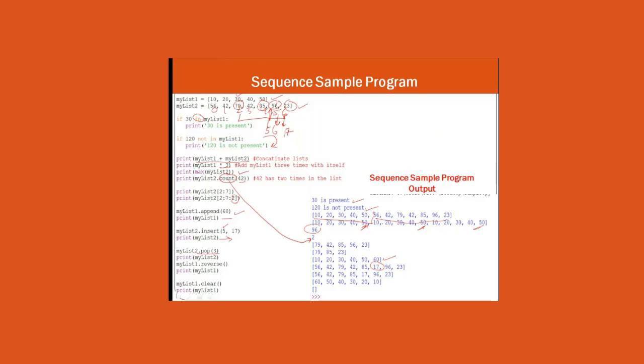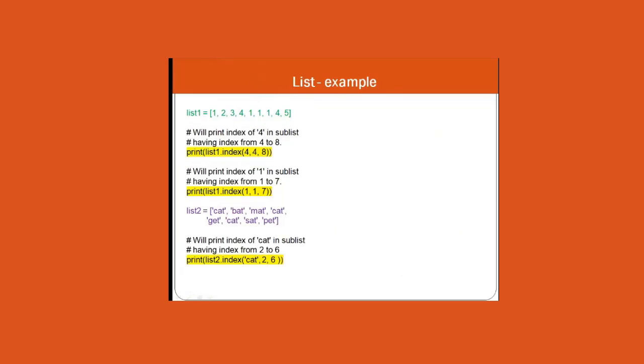Then you are popping 3, right? So it is through index, right? So list 2, 0, 1, 2, 3, 42 will be out. Then you are doing the reversing of the list, and then you are clearing the list. So this becomes the clearing of the list. Again, some examples will print index 4. So we have already covered, right?